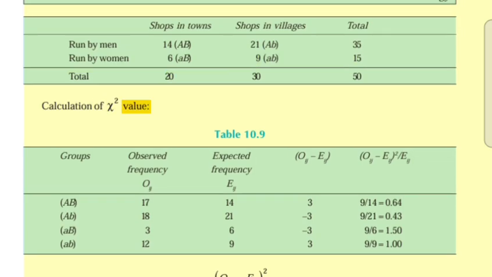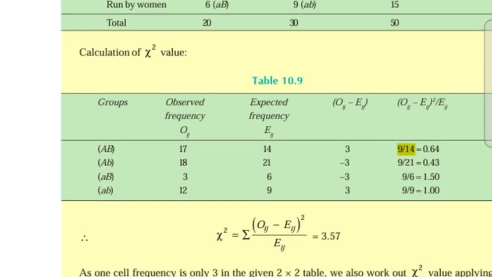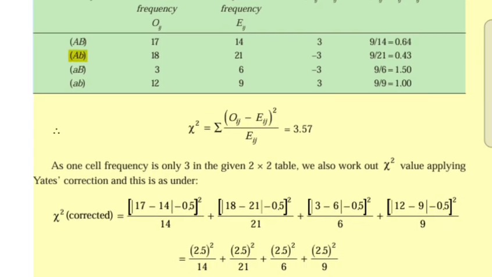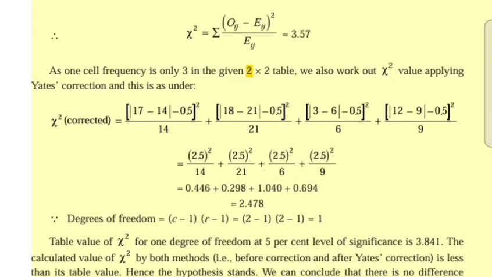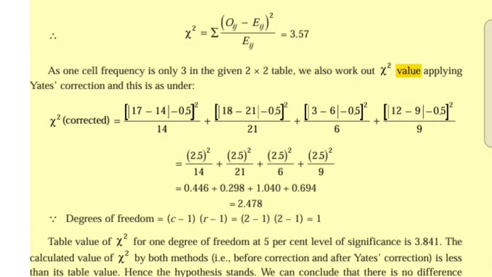Calculation of chi-square value. Table 10.9. For the groups observed and expected frequencies, (O minus E) squared over E is: 17 and 14 gives 9/14 equals 0.64; 18 and 21 gives 9/21 equals 0.43; 3 and 6 gives 9/6 equals 1.50; 12 and 9 gives 9/9 equals 1.00. Therefore, chi-square equals the sum of (O minus E) squared over E equals 3.57. As one cell frequency is only 3 in the given 2 times 2 table, we also work out chi-square value applying Yates' correction, and this is as under.